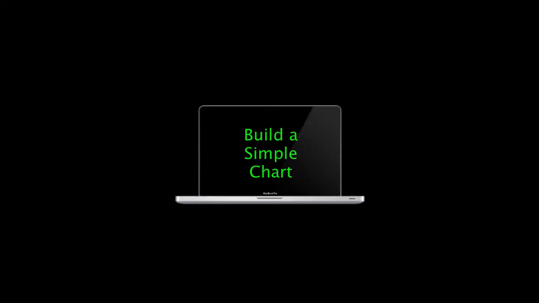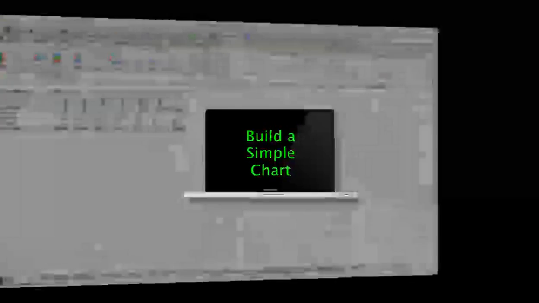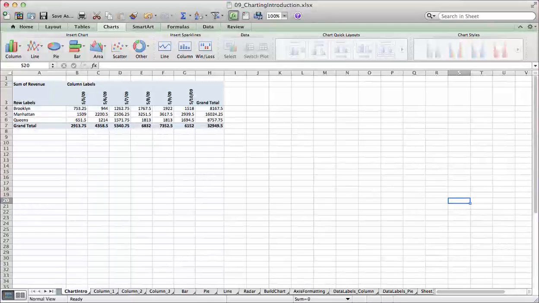Well, now that we've explored some of the different charts that are available in Excel, let's see how to build a couple. In this lesson, we're going to go through building a simple column chart and a couple pie charts from a table of data. We'll also see how to modify a few of the chart settings.